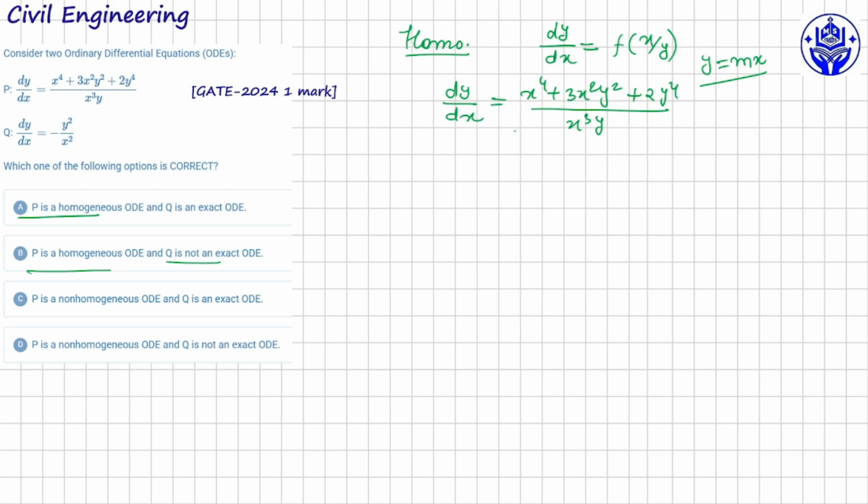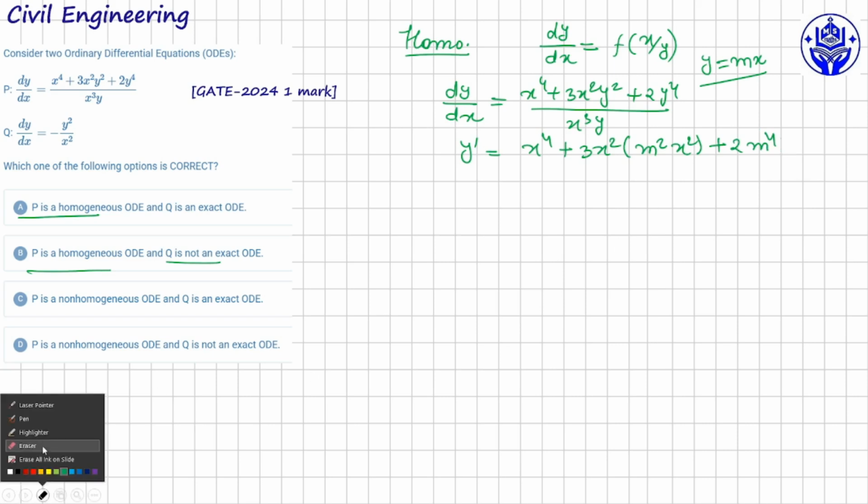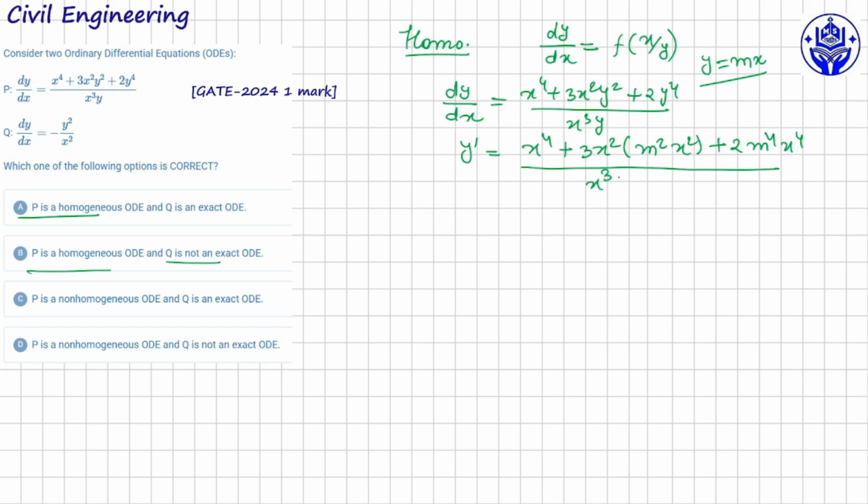In this case, if I have this kind of differential equation and I put y equals mx, then y dash is nothing but x power 4 plus 3x square m square times x square plus 2m power 4 x power 4, upon x cube times m x. Now I can take x power 4 common, then it is nothing but 1 plus 3m square plus 2m power 4 divided by x power 4 m.